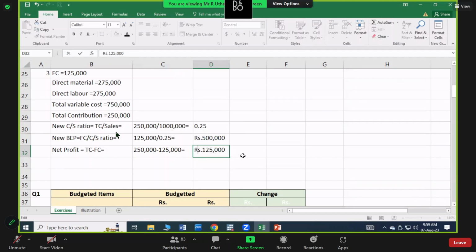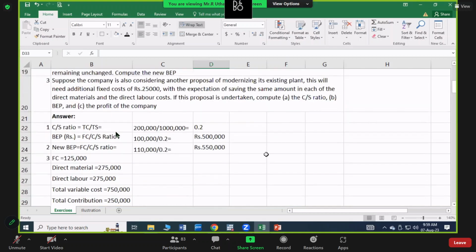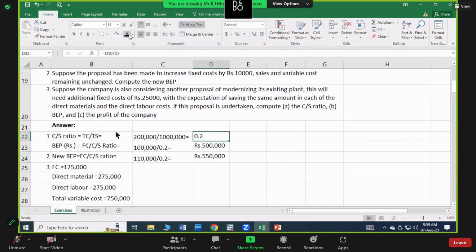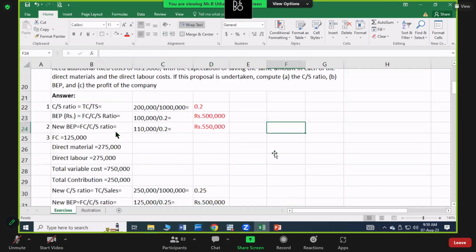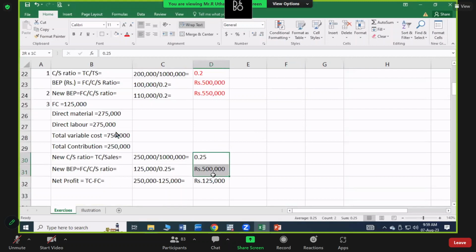So you want to define the answer in the correct unit. This is in rupees. If you don't put the rupees, it cannot be accepted. So these are the answers you should obtain for this question. It should be in the way like this. You want to support the workings like this.